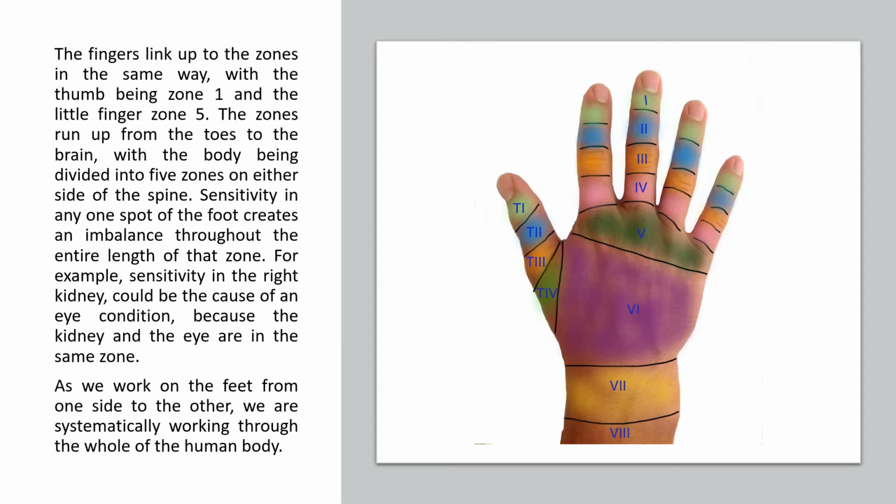Sensitivity in any one spot of the foot creates an imbalance throughout the entire length of that zone. For example, sensitivity in the right kidney could be the cause of an eye condition because the kidney and the eye are in the same zone. As we work on the feet from one side to the other, we are systematically working through the whole of the human body.